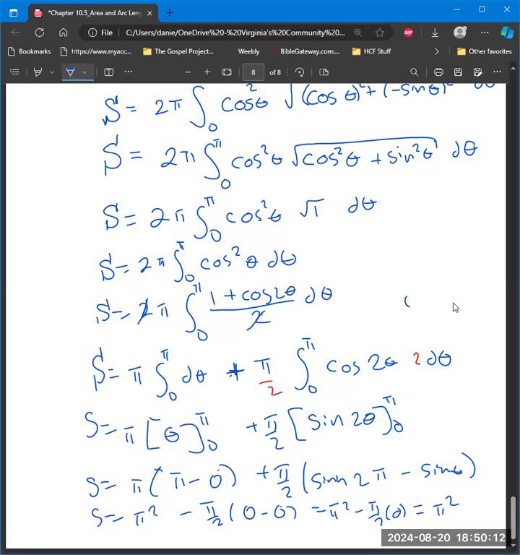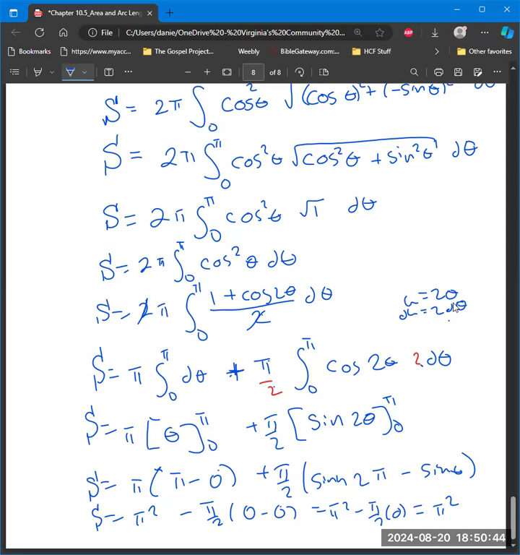I need to do a u du substitution and fix it by multiplying by 2 on the inside and 1/2 on the outside. That leaves me with S, representing surface area, equal to pi times theta evaluated from 0 to pi. So pi minus 0 is pi, and pi times pi is pi squared.